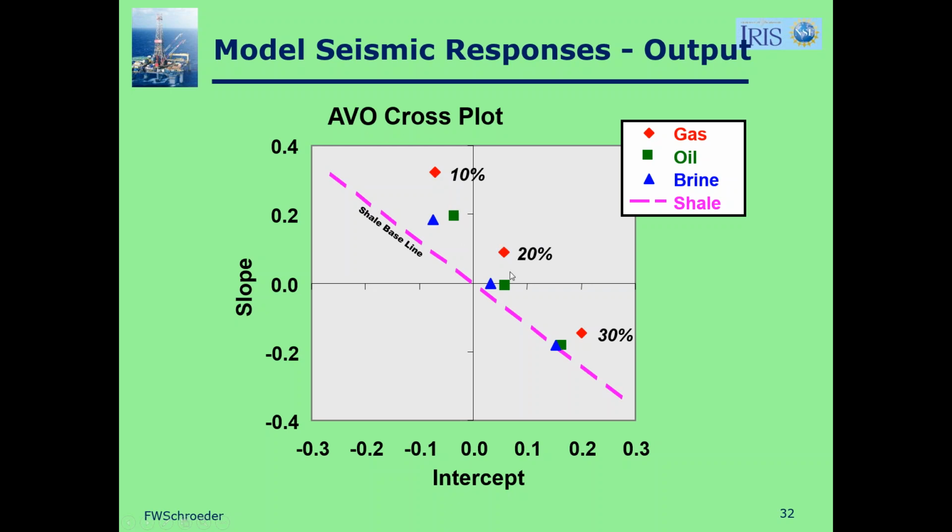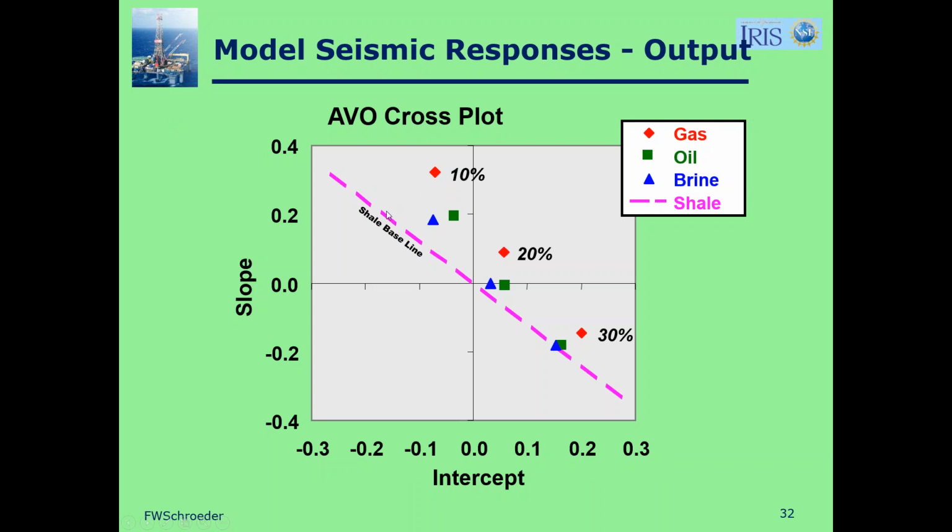If we plot that in AVO cross space, the 10% gas is here, the 10% porosity oil, 10% brine, 20%, and 30%. The diagonal dashed magenta line is the response we would expect to see if we had shale on shale. I'm sorry, I went a little too fast.